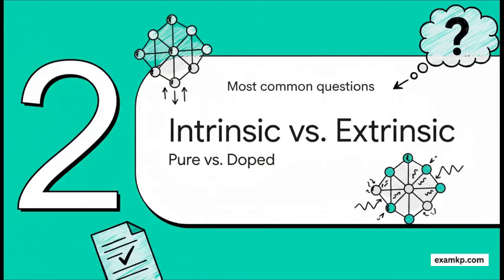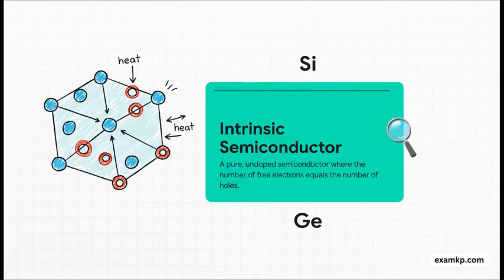So now we know what a semiconductor is, but you also need to know they come in two main types, intrinsic and extrinsic. And I can tell you for a fact, understanding the difference between these two is the key to answering some of the most common questions you will see on your exams. First up, we have the intrinsic semiconductor. The most important word here is pure. Think of it as pure silicon or pure germanium with nothing else added.